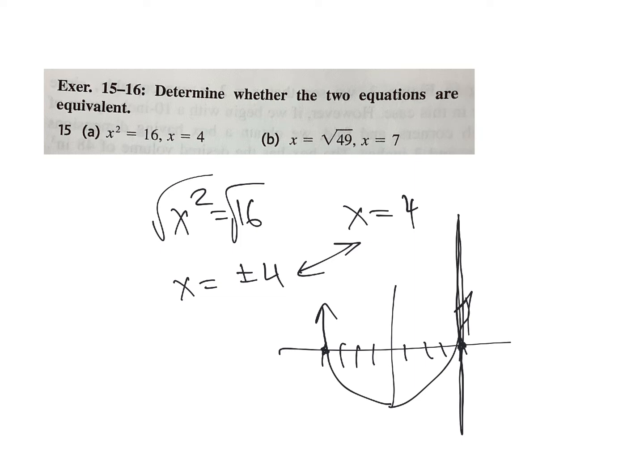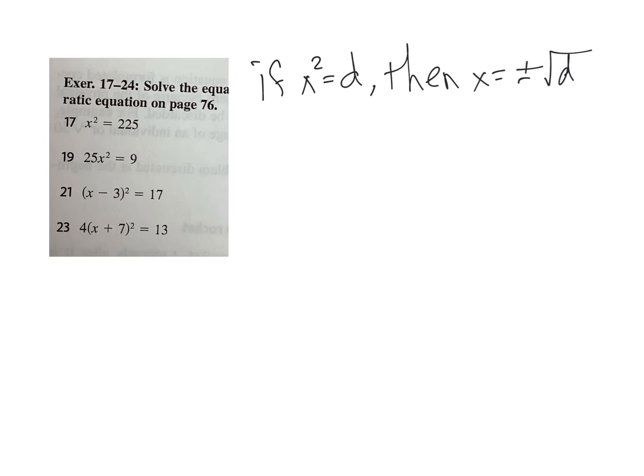Does x equal 4 work? Yes, but you're missing the negative 4 here. Just something to think about for right now. As we go further, we will discuss whether or not you need the other piece. Okay. If x squared equals d, then x equals plus or minus the square root of d. Don't forget about those.